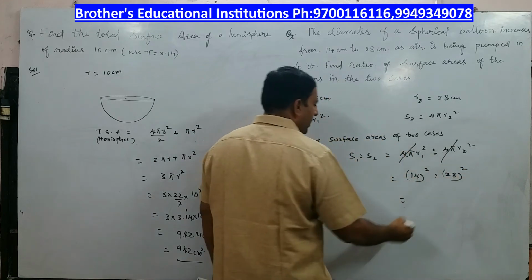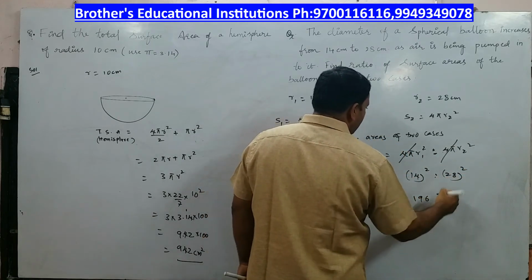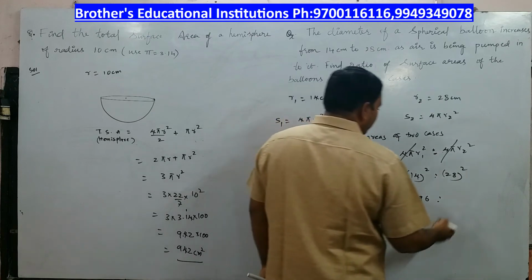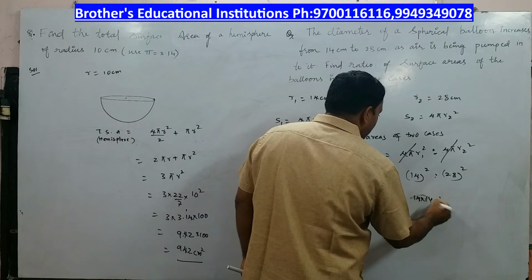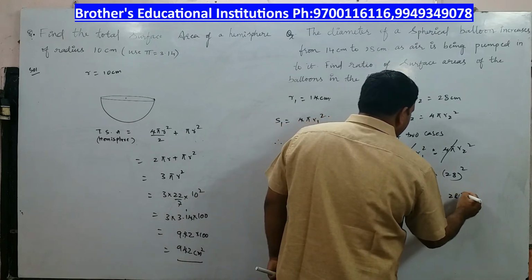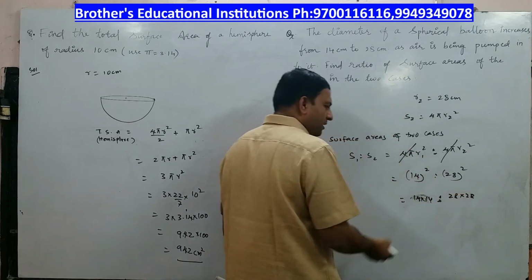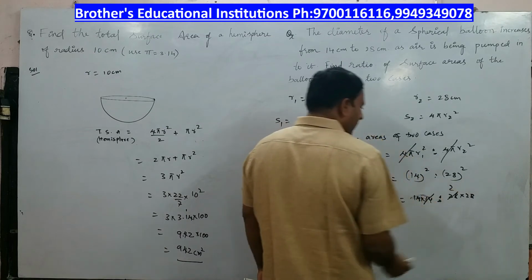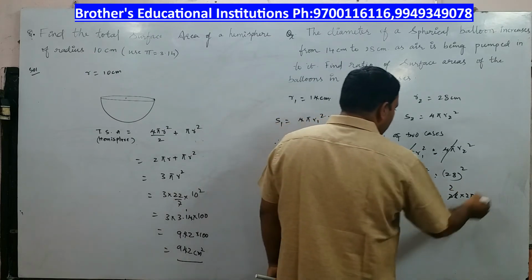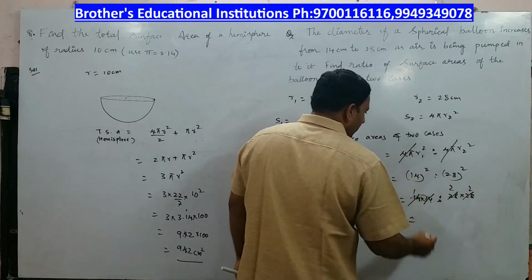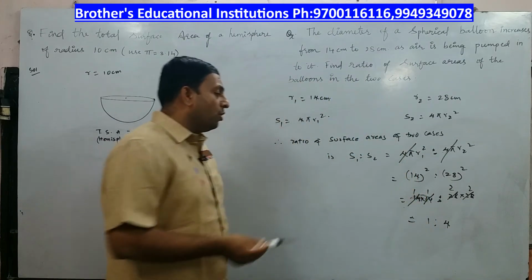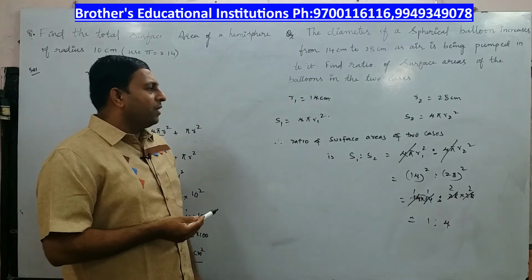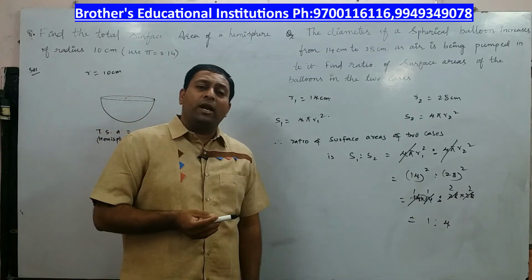Now 14 square is 196, is to 28 square. See, I'll put it this way, 14 into 14 is to 28 into 28. You can cancel: 14 ones are 14, 14 twos are 28. So the ratio will be 1 ones are 1 is to 2 twos are 4. So the ratio of the areas of the two different cases will be 1 is to 4.